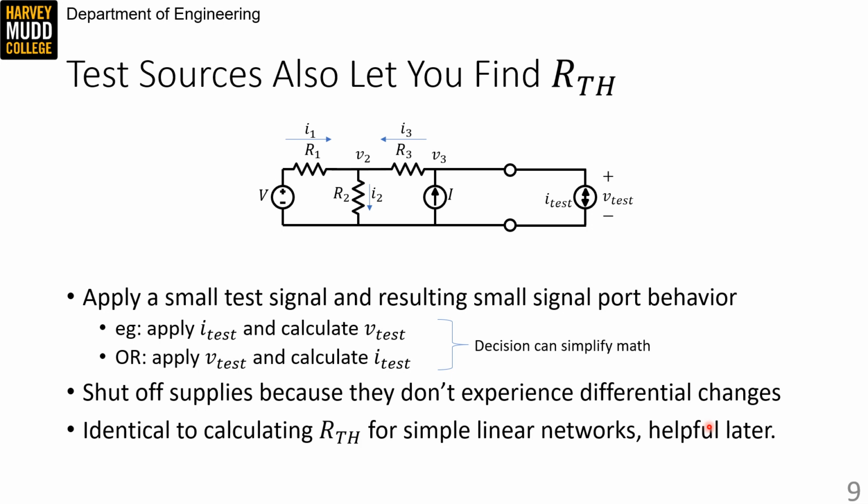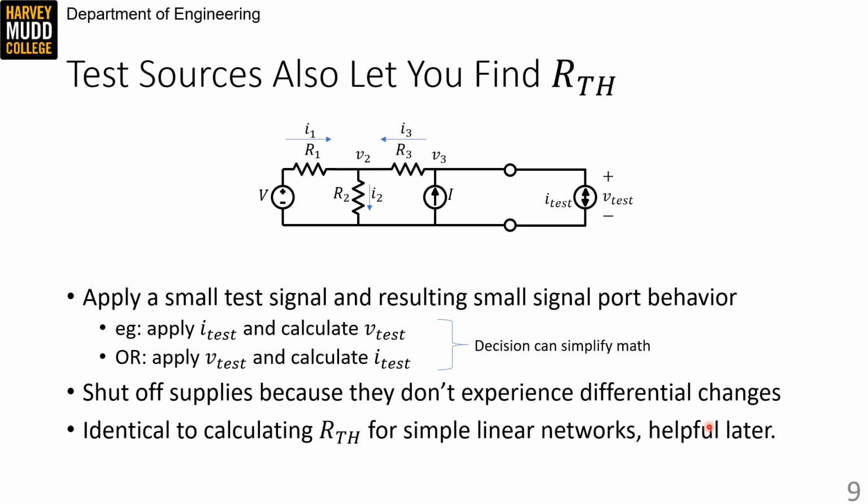When you do this analysis, you need to shut off supplies because they don't undergo differentially small changes. It doesn't matter if the values in a circuit underwent a tiny shift, a voltage source will still always have V across it, and a current source will still always have I through it. And I often summarize that behavior as saying voltage sources are where little wiggles go to die, so they don't ever change their values.